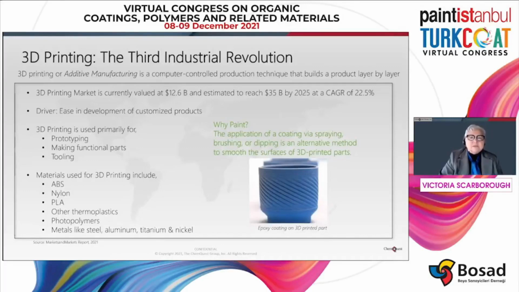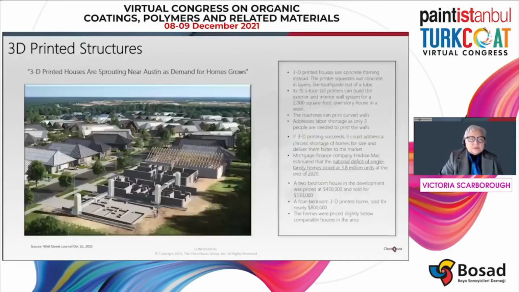And this is an epoxy coating on a 3D printed part. So 3D printing is huge, but indeed it can not only be used to make parts, but in this example, it's used to print houses. And in Austin, Texas, in the United States, we have a 100 home community that is going to be 3D printed. And these houses are made out of concrete, and it kind of squeezes out the concrete. It can make a curved wall, for example.